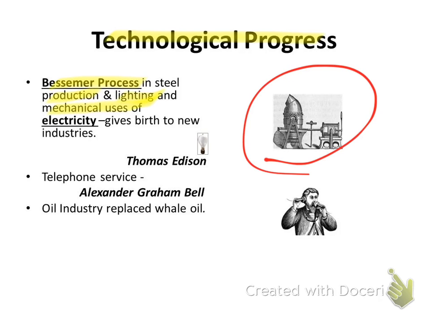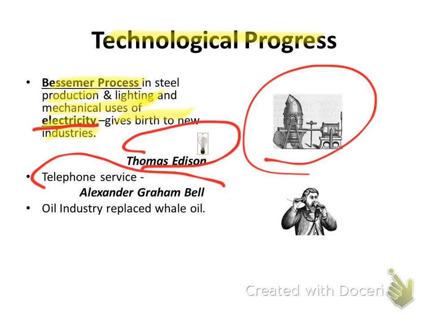Lighting and mechanical uses of electricity gives birth to new industries. The ability to create and harness, to control, to deliver electricity at a whim opens all kinds of new doors, all kinds of new inventions. For example, Thomas Edison and the light bulb, sorry about that. Okay. Alexander Graham Bell and the telephone is an example of that.